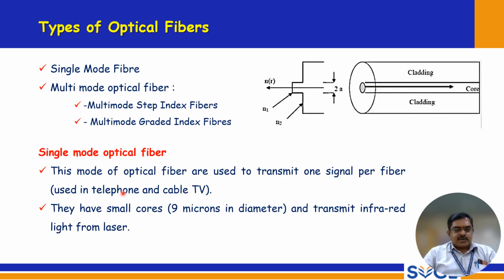So, types of optical fibers: single mode fiber and multi-mode optical fiber, which includes multi-mode step index fibers and multi-mode graded index fibers. The first one is single mode optical fiber. This type of optical fiber is used to transmit one signal per fiber, used in telephone and cable TVs. They have small cores, 9 microns in diameter, and transmit infrared light from a laser.